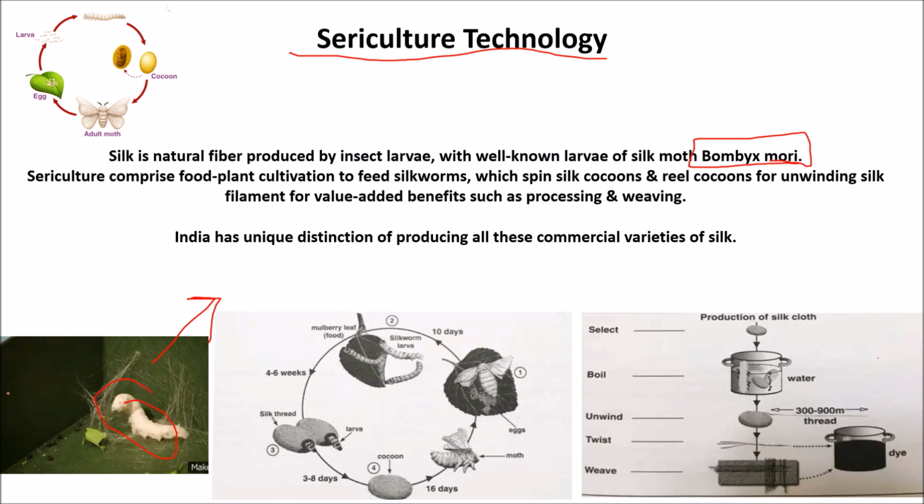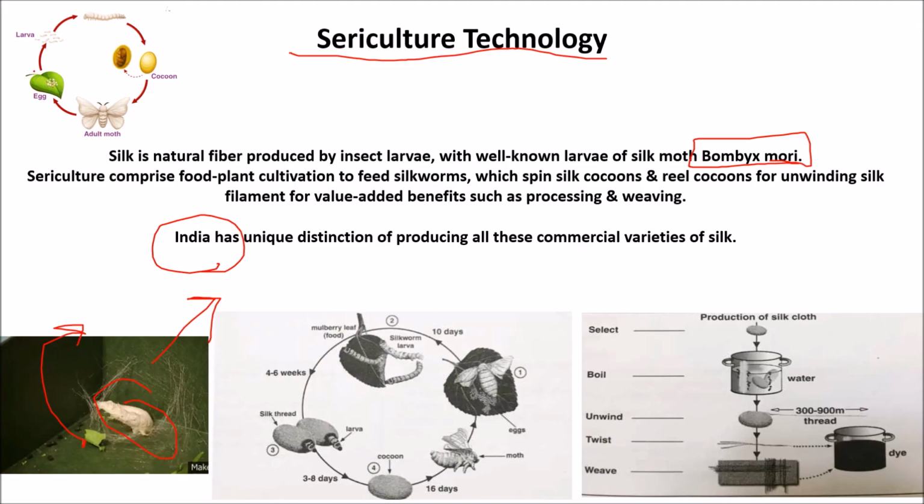Sericulture comprises various events, starting from the food plant cultivation, which is required to feed the silkworms, further moving to spinning the silk cocoon, the reeling process, then unwinding the silk filament for the naturally value added benefits such as processing and weaving. All these technologies held together will form sericulture technology as one. India is a very important, distinct place where all the different commercial varieties of silk are produced. So this is kind of a gem which we need to know.